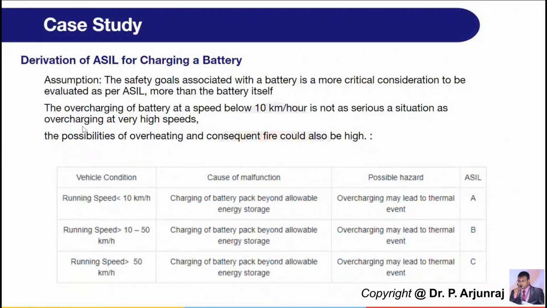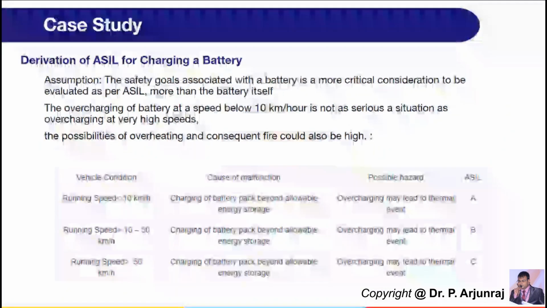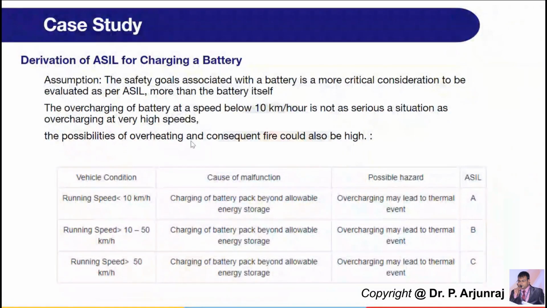as the one where we are overcharging at very high speed. You will see here the possibility of overheating and consequent fire could also be high. So let's see the scenario.